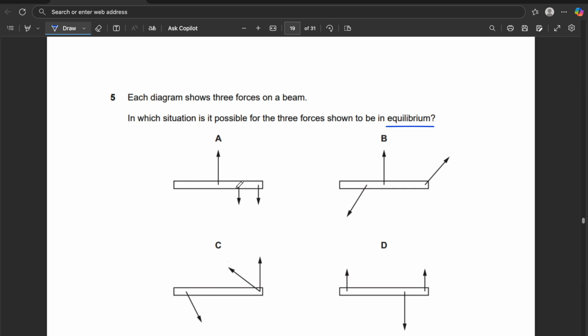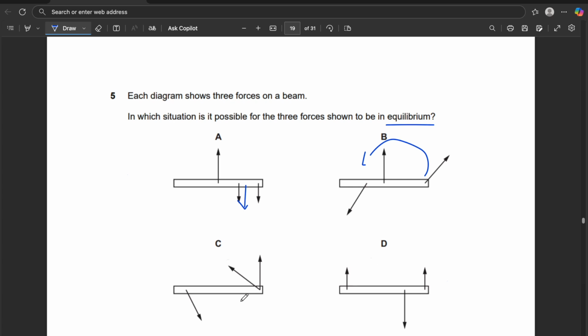So for A, the first force could be 0, but for the moment you can see that only on this one side is it putting force downwards, so it may not be true. For B, clearly it's going to rotate in this direction, and for C as well, it will be rotating in this direction.